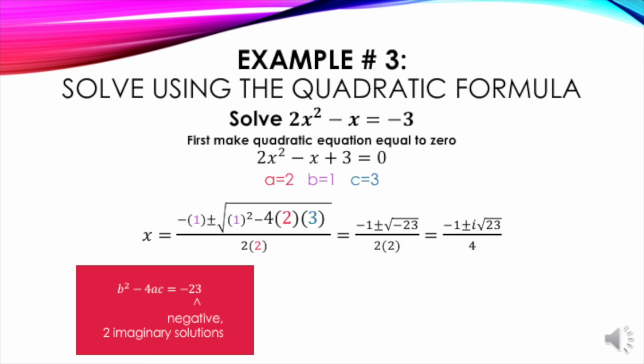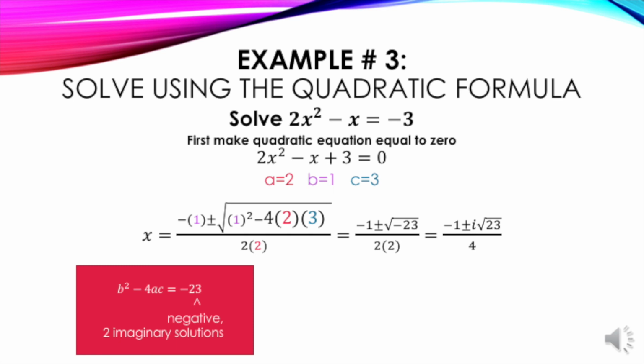Example 3. Solve using the quadratic formula. This time, we're solving 2x squared minus x equals negative 3. First, we make the quadratic equation equal to 0. 2x squared minus x plus 3 equals 0. A equals 2, b equals 1, and c equals 3.